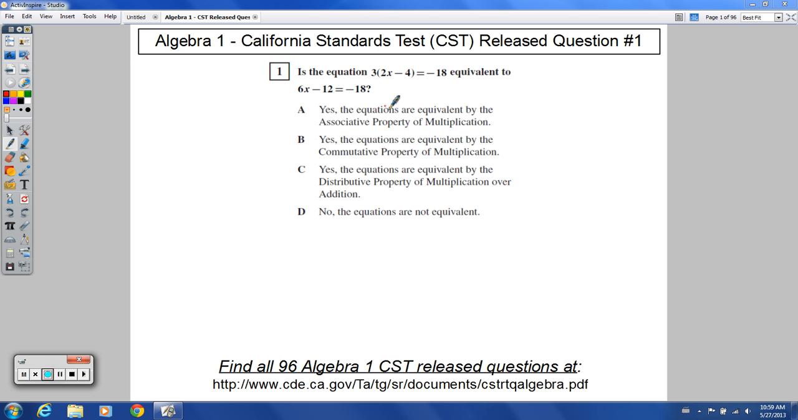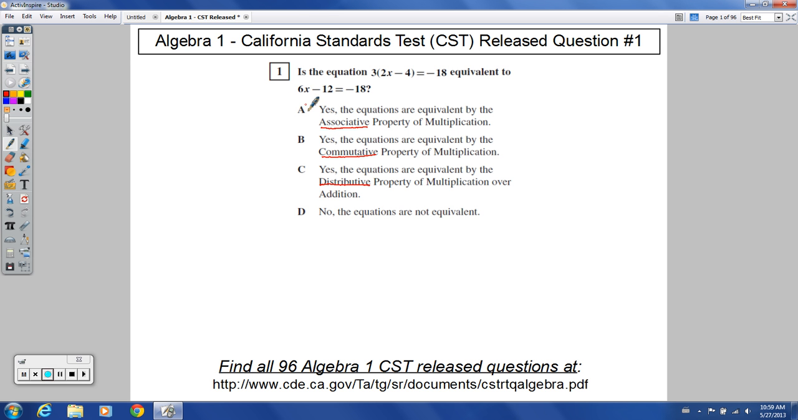So choice A, yes, the equations are equivalent by the associative property of multiplication. So we need to know what that means. What's the associative property of multiplication? Choice B, yes, the commutative property. Choice C, yes, the distributive property, and then it gets kind of fancy and says of multiplication over addition. We'll talk about that in a second. Or D, no, they're not equivalent. So what do these 3 things mean?